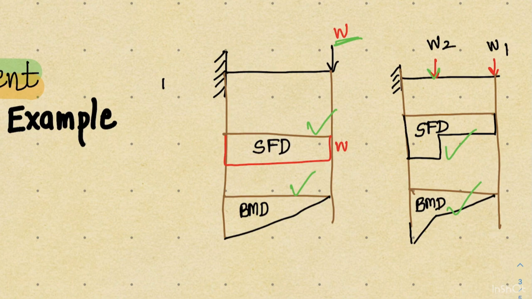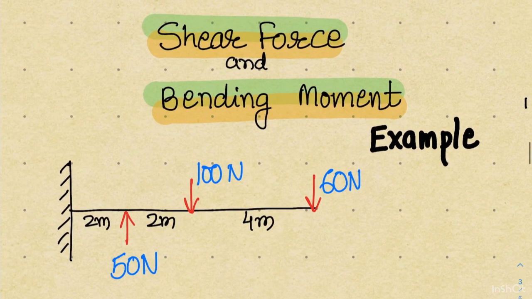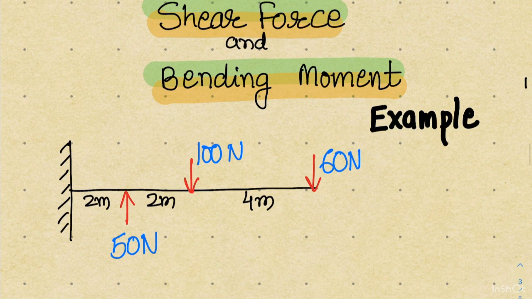So this is our practice session where we are going to solve this problem, and in the problem you can see there are three loads: 60 Newton, 100 Newton and 150 Newton acting at a distance of 4 meter from the right end. Then after 2 meter I have a load in the upward direction.